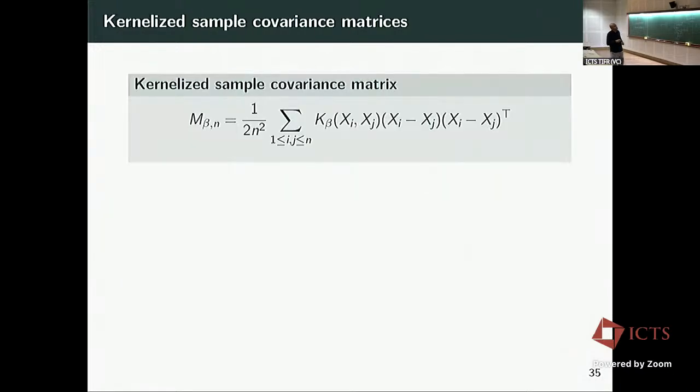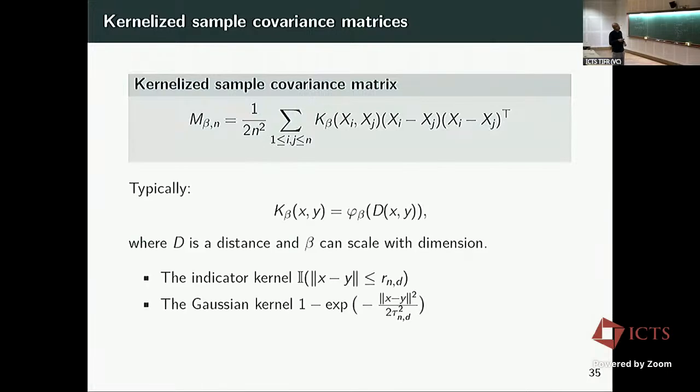Okay, so here are the kernelized sample covariance matrices that I alluded to. Your k beta is the psi of R here, and the beta is going to be a function of n and d. Typically, it is some scalar function of some kind of distance between x and y. One example would be the indicator kernel. The other could be the Gaussian kernel, which is like a smoothing of the indicator kernel, and you can look at various other variations.